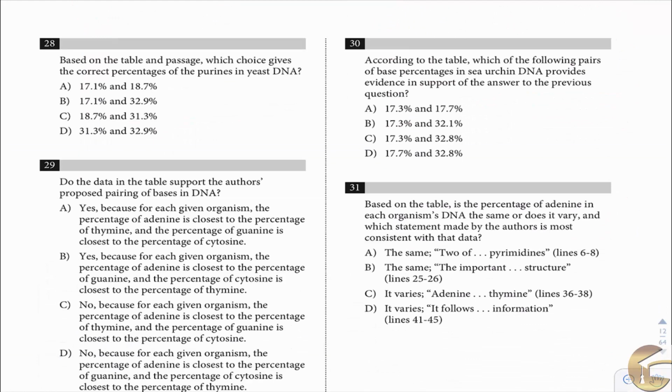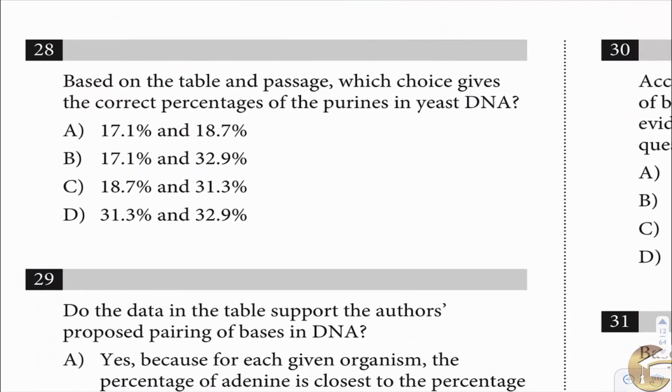Now 28 states, and we're on to the tables here. It says based on the table and passage, which choice gives the correct percentages of the purines in yeast DNA? So again, I have to look at two things, the table and the passage. We want to get the percentages, so we're looking at the percentages of the purines in the yeast DNA.